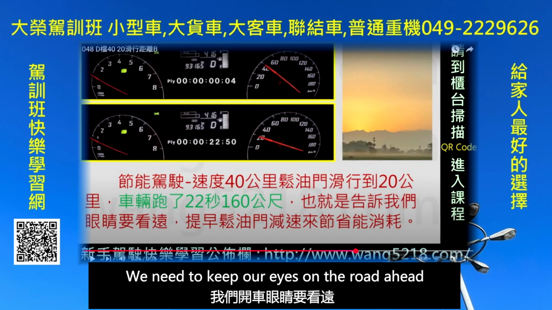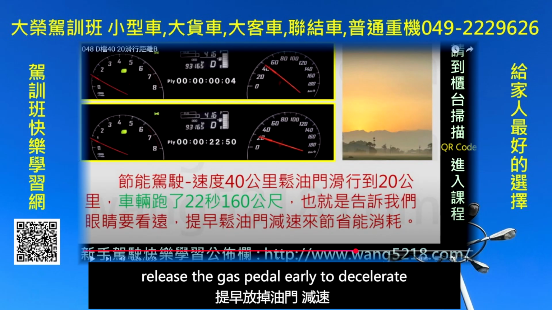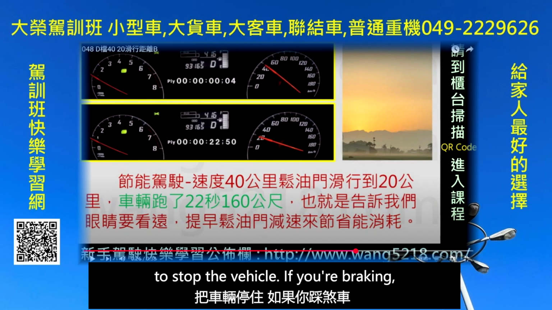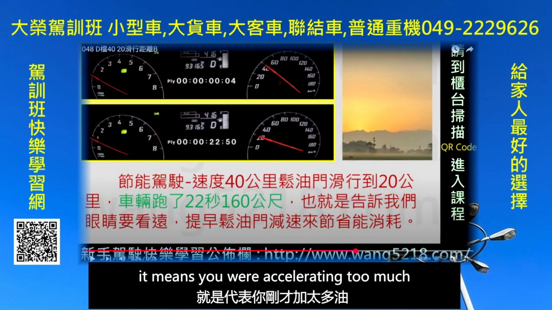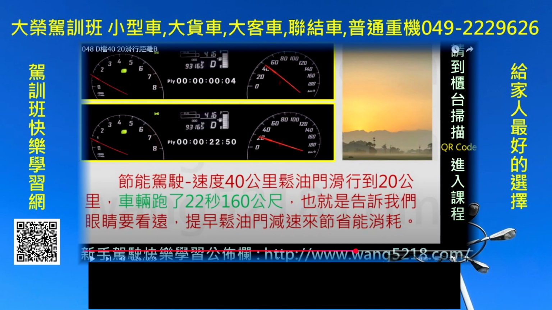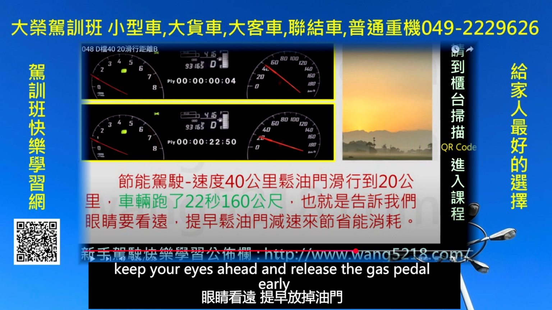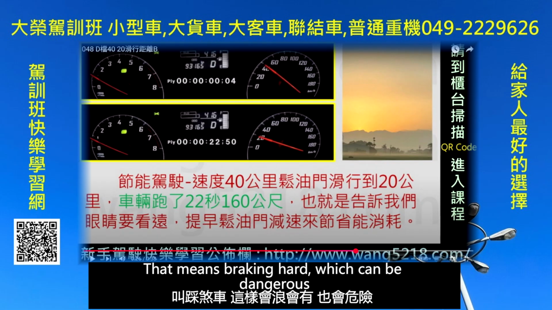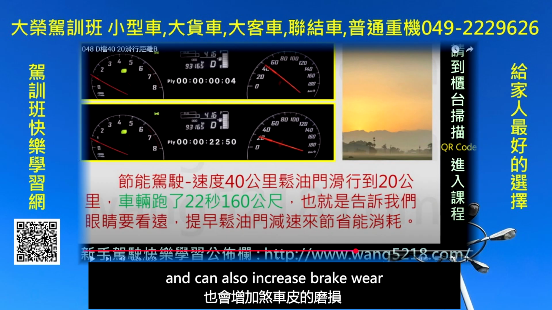This tells us we need to keep our eyes on the road ahead, release the gas pedal early to decelerate, and coast slowly down to a speed of 20, and then gently tap the brakes to stop the vehicle. If you're braking hard, it means you accelerated too much. In the future, when driving outside, keep your eyes ahead and release the gas pedal early. Let it coast, and stop when necessary. Don't accelerate and then brake hard, which can be dangerous and can also increase brake wear.